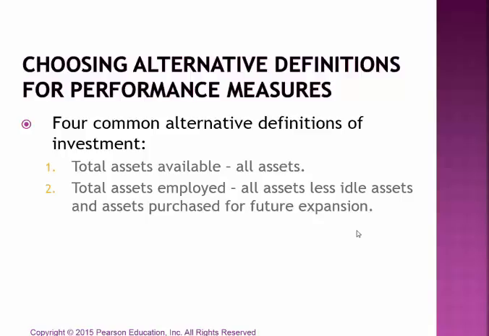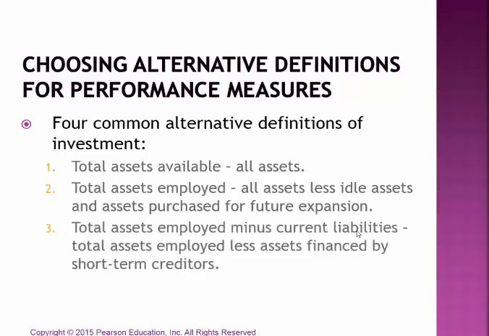Could we use just total assets employed? This is all assets minus any assets not currently in use, idle assets, which would also make sure that we would not include any assets that have been purchased or invested in for future expansion. So when we're talking about those capital expenditures for large, major, forthcoming projects, we would also subtract out that number. So again, we've got to be very, very specific in our definitions before we calculate our numbers.